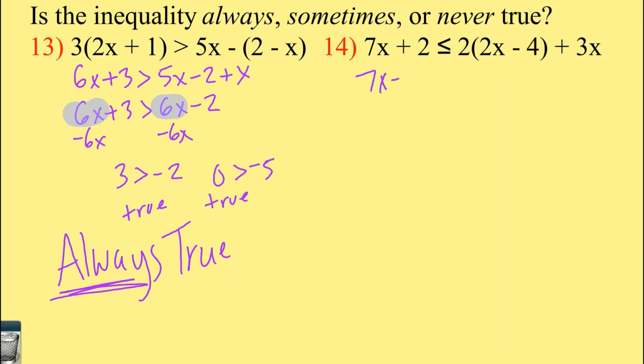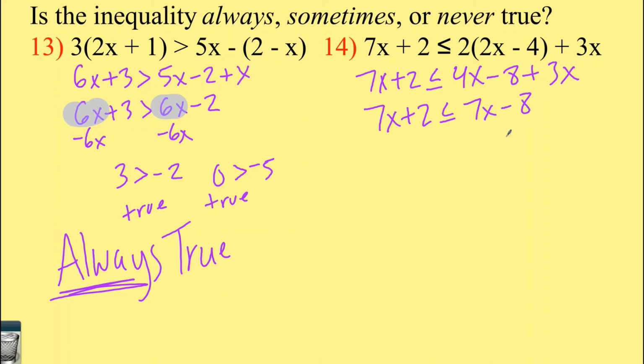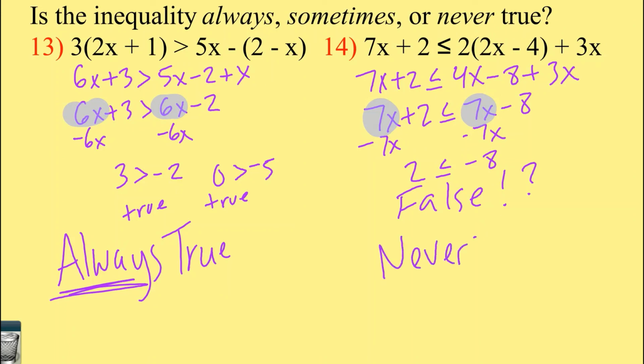Let's see what happens. 7x plus 2 is less than or equal to 4x minus 8 plus 3x. We get 7x plus 2 is less than or equal to 7x minus 8. Look what happens again. We get 2 is less than or equal to negative 8. That's false. That makes no sense, right? 2 is not smaller than negative 8. Never going to happen, okay? So if you think back to your original equation, 7x adding 2 to it, and the right side, 7x minus 8 from it, the left side is, of course, never going to be smaller than the right side. So this is a never true statement. Okay? Doesn't matter what you plug in for x. This is never going to be true.